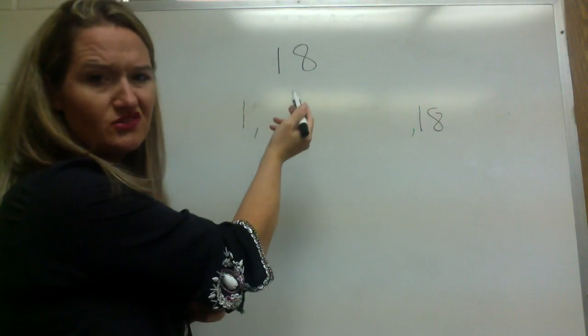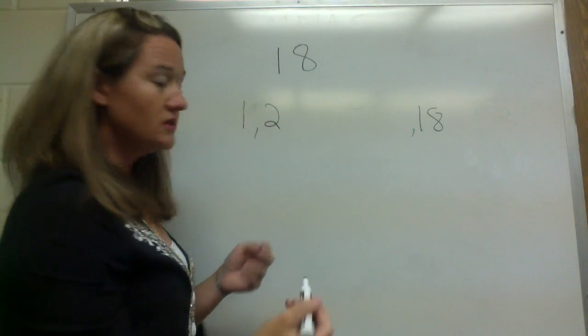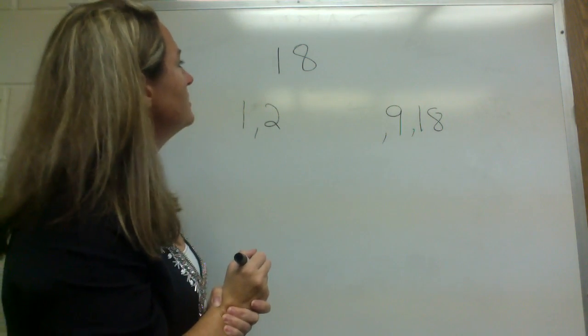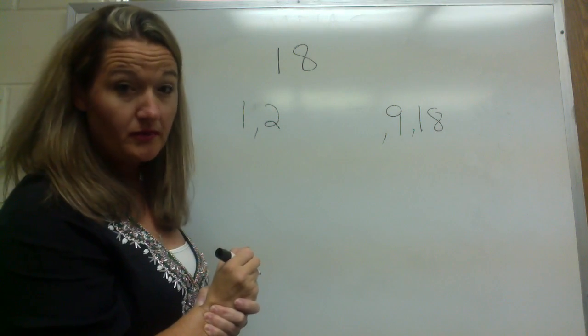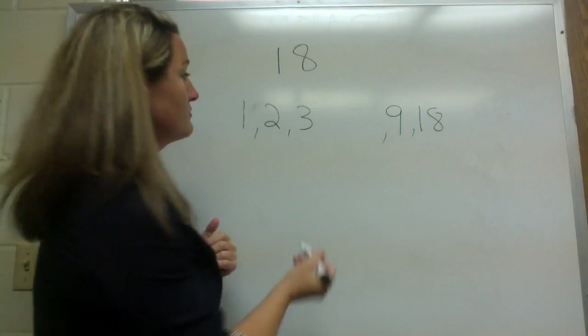Is 18 divisible by 2? Yeah. So 2 times what is 18? 9, so 9 is also a factor. What about 3? Is 18 divisible by 3? Yeah, so 3 is a factor. And 3 times what? 3 times 6.